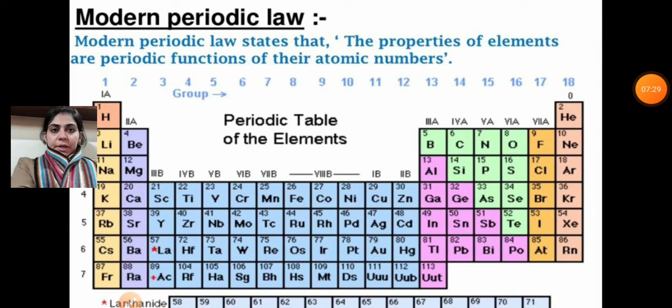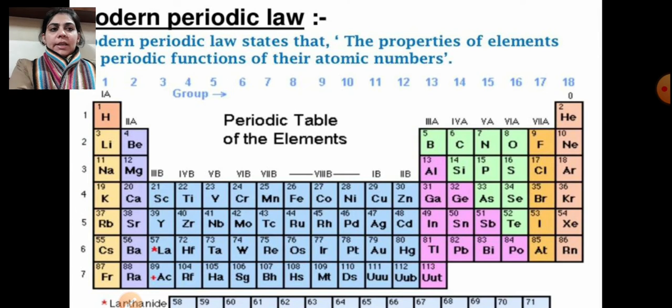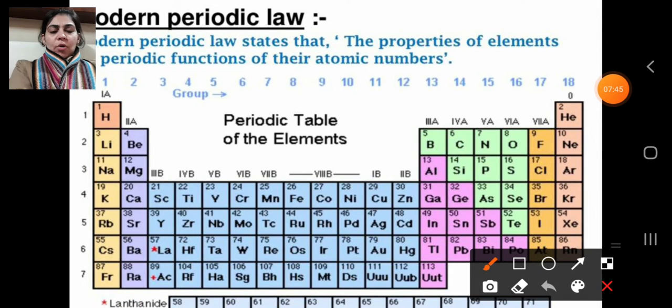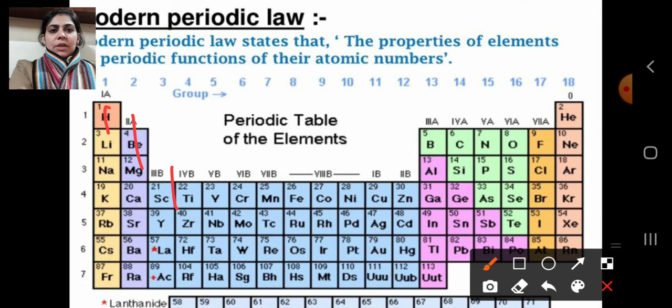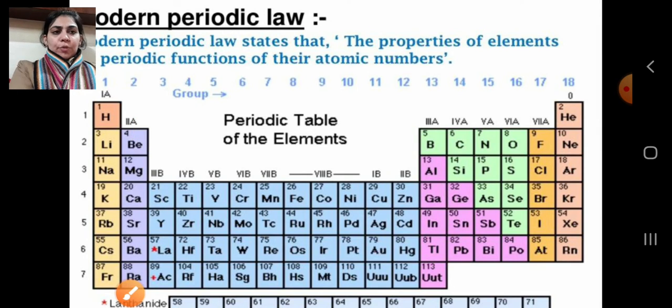So the modern periodic law states that the properties of elements are the periodic function of their atomic number. You can see this is the periodic table of the elements. There are 7 horizontal lines. These 7 horizontal lines are called periods, and 18 vertical lines. These 18 vertical lines are called groups.